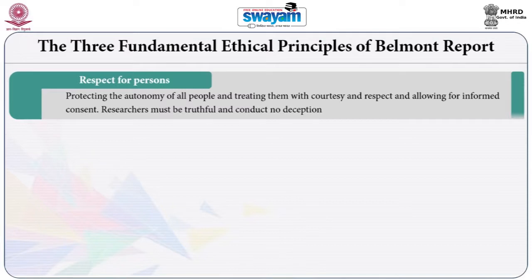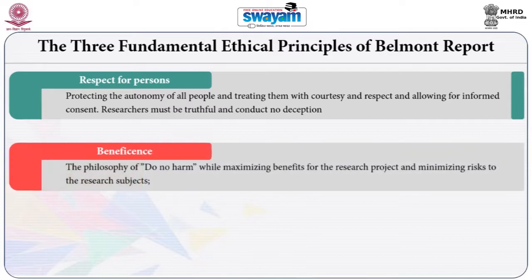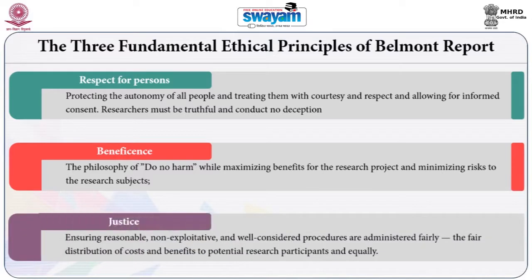The three fundamental ethical principles of the Belmont Report are: respect for persons, that is, protecting the autonomy of all people and treating them with courtesy and respect and allowing for informed consent. Researchers must be truthful and conduct no deception. Beneficence, the philosophy of do no harm while maximizing benefits to the research project and minimizing risk to the research subjects. And finally, justice, ensuring reasonable, non-exploitative and well-considered procedures are administered fairly, with the fair distribution of costs and benefits to potential research participants equally.